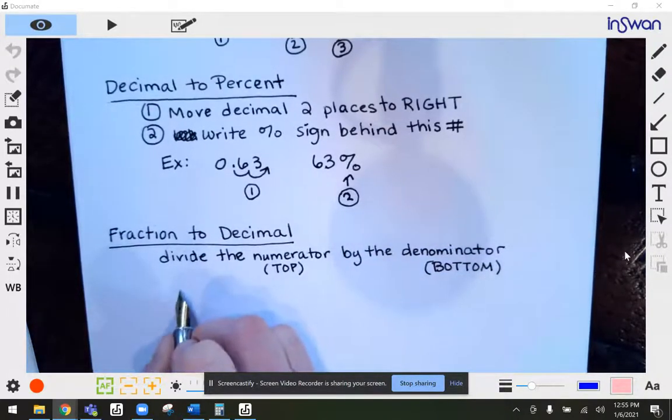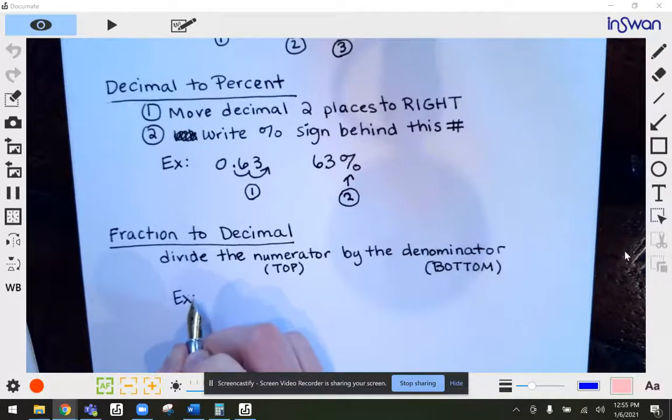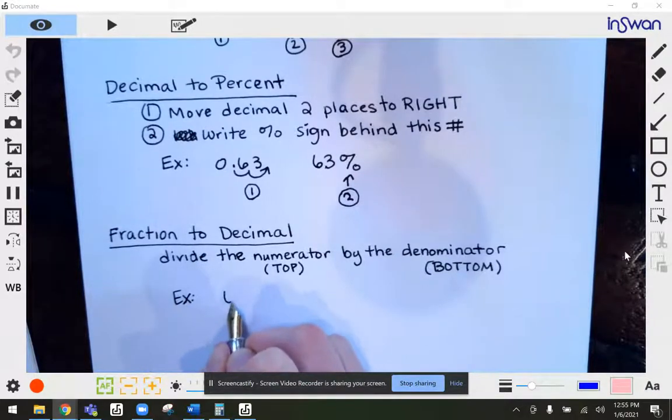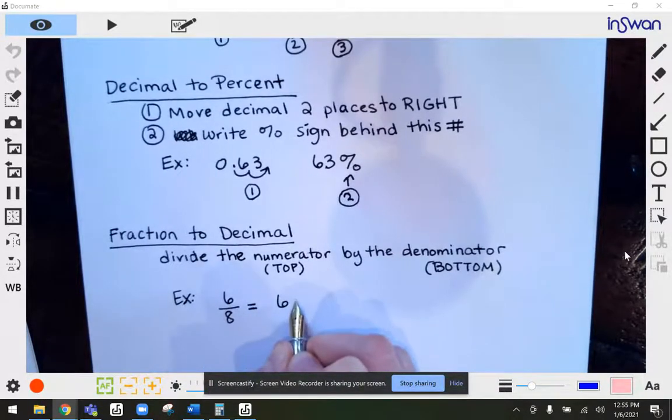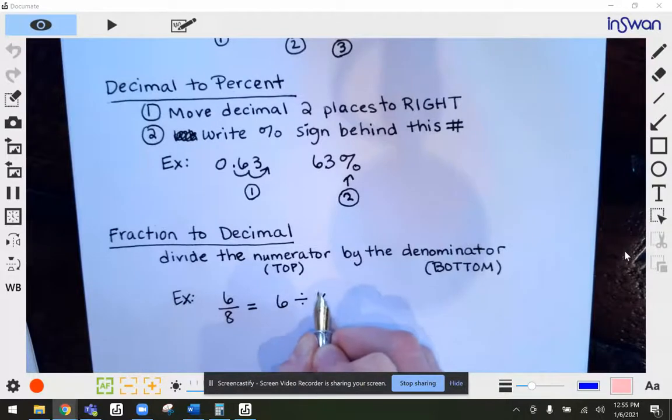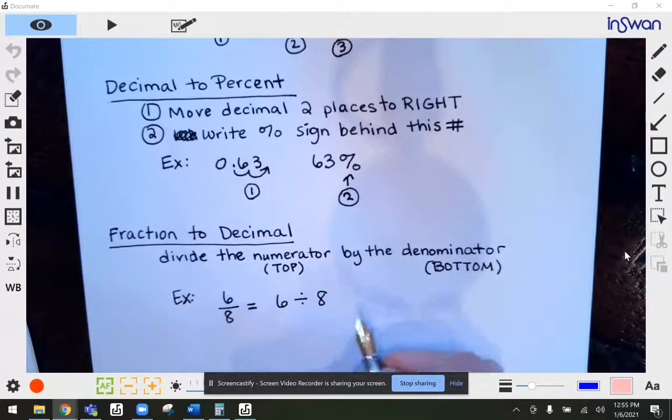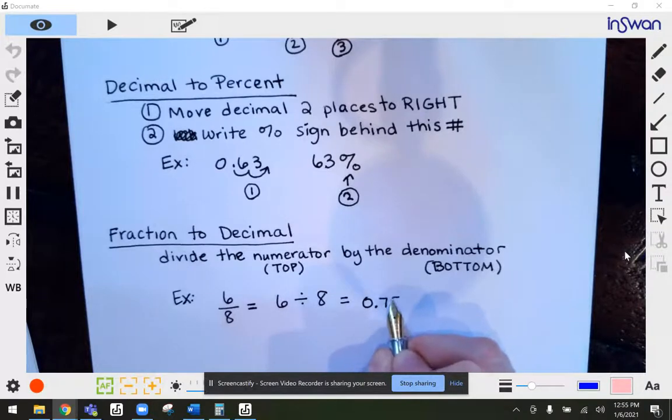Okay, so for an example, if we had the fraction 6/8, we would solve this by dividing the top number by the bottom number. Make sure you get the order correct. 6 divided by 8, and that would give us 0.75. So now we would have a decimal.